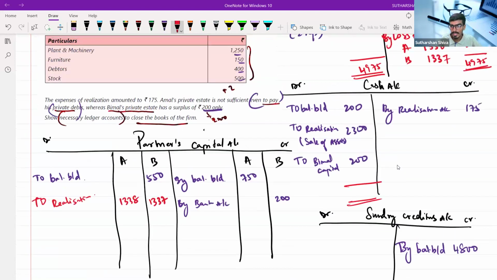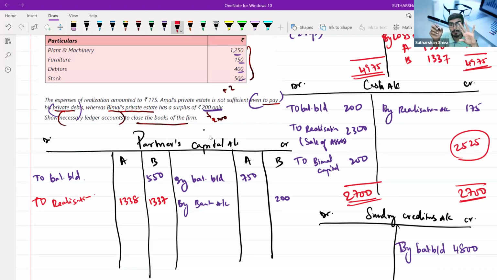What is the cash account value? Which side is higher? 2,500 plus 200 is 2,700. Here also 2,700. Subtract 175, and you will get 2,525. What is this 2,525? That's my question.